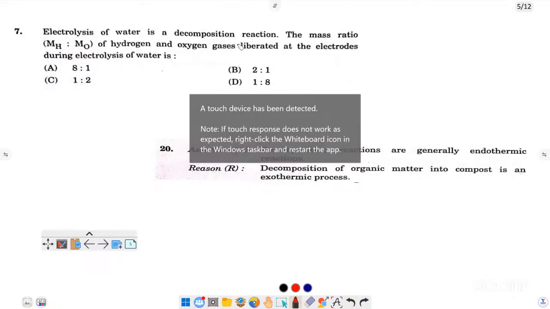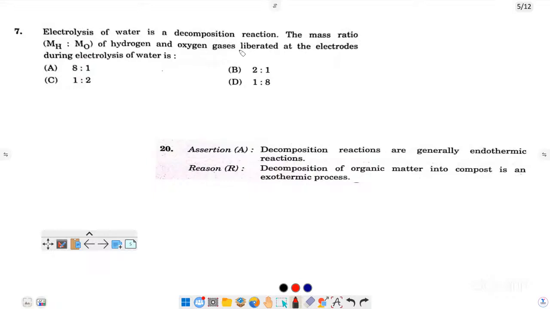Sir, which set is this? This is third set. The code number of the question paper is 13/1/3. Third set. Okay.